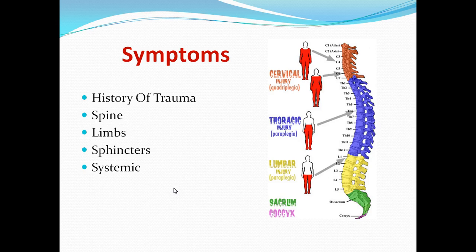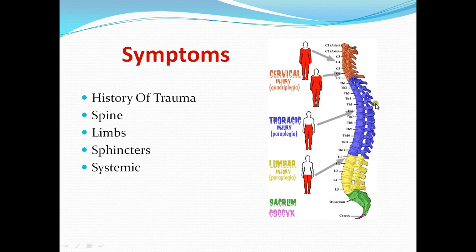Now, when a patient has a spinal injury, what will be his or her presentation? The presentation depends upon where the lesion is. If a patient has trauma of the cervical spine, you know that all the fibers for the upper limb, lower limb, and sphincters pass through there. So if there is damage to the cervical vertebrae, there will be underlying cord injury, and the patient can have weakness in all four limbs.